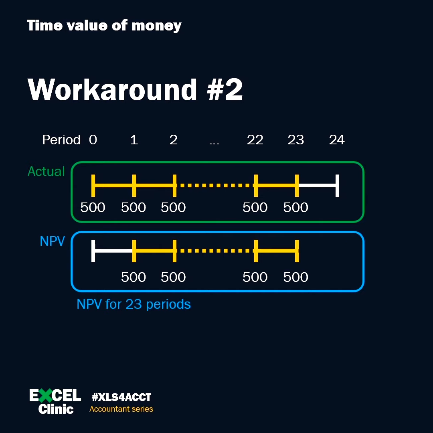Workaround number 2. Ignore the first installment, get the NPV for the next 23 periods. Then add the first installment at inception manually without discount.